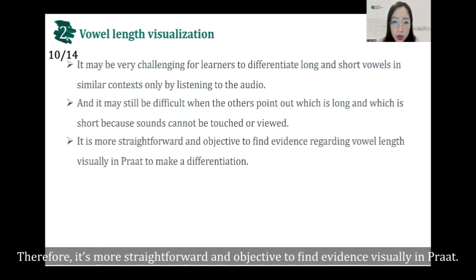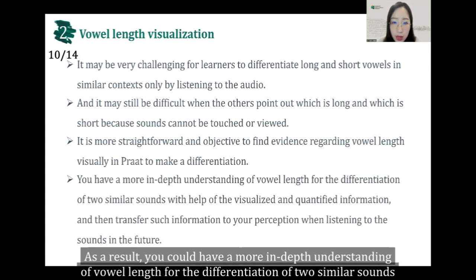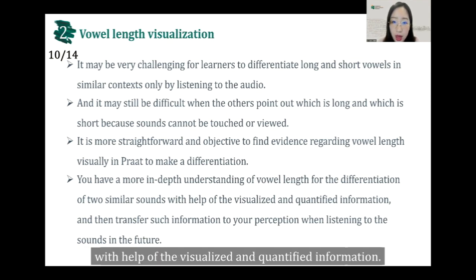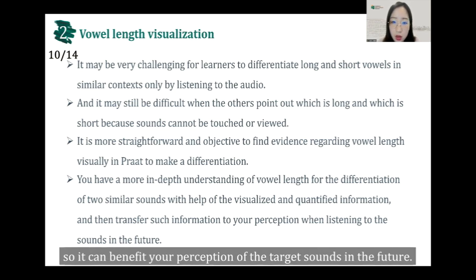Therefore, it's more straightforward and objective to find evidence visually in Praat. As a result, you may have a more in-depth understanding of vowel length for the differentiation of two similar sounds with the help of the visualized and quantified information, and then transfer the visualized information with the auditory information to your perception, so it can benefit your perception of the target sounds in the future.